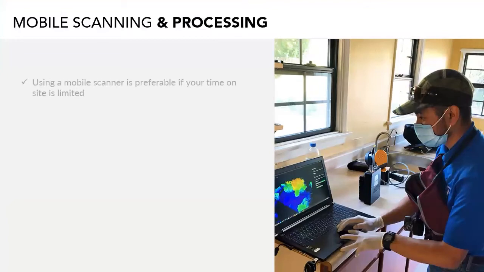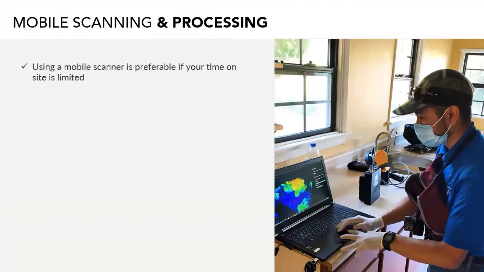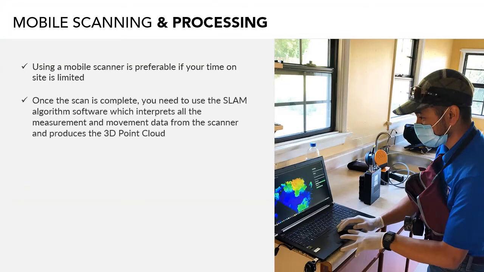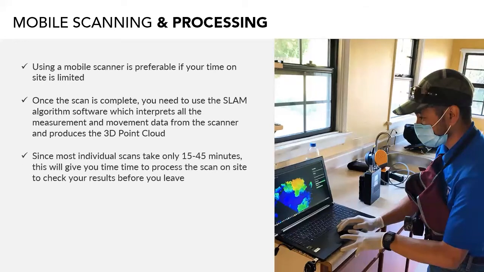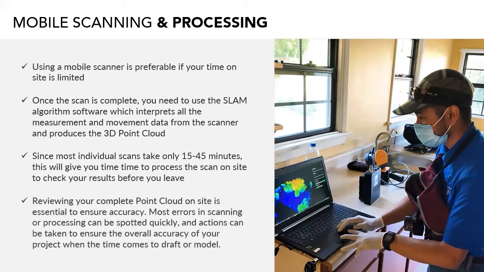So to wrap up using mobile scanners in the field, using a mobile scanner is preferable if your time on site is limited. Once the scan is complete, you'll need to use the SLAM algorithm software, which interprets all the measurement and movement data from the scanner and produces the 3D point cloud. Since most individual scans take only about 15 to 45 minutes, this gives you more than enough time on site to process the scan and to check your results before you leave.